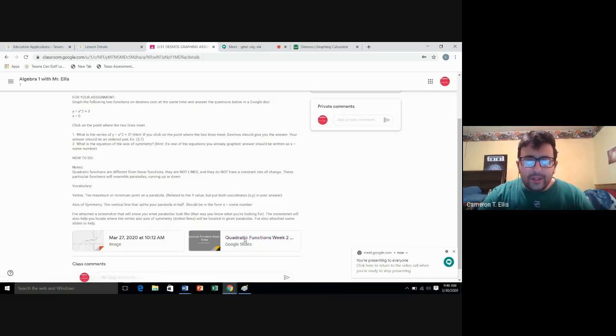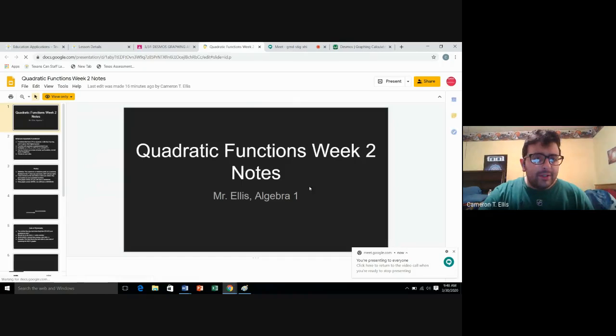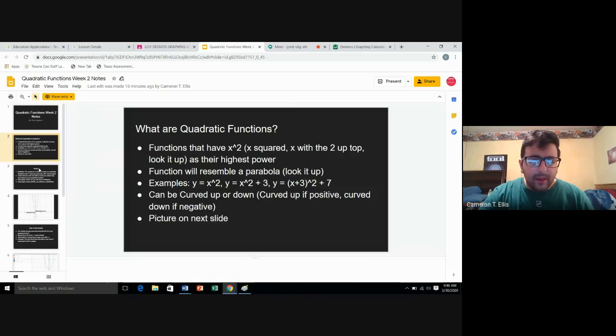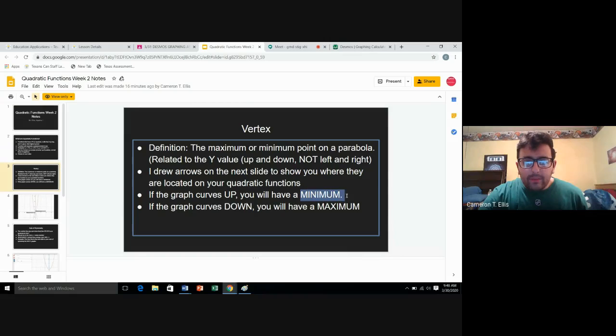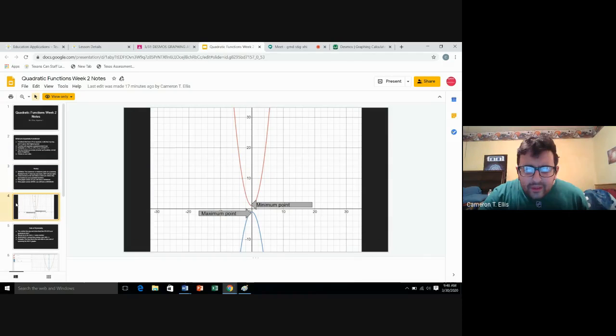Well, hold on a second. Look at these notes I just added, guys. Maybe we can find something here about it. Vertex: a maximum or minimum point on a parabola. I drew arrows on the next slide to show you where they are located. It says if the graph curves up, you will have a minimum. If the graph curves down, maximum. So the minimum point on the red one is where it's the lowest point, right? And the maximum point, the one that curves down, is the highest point, right?